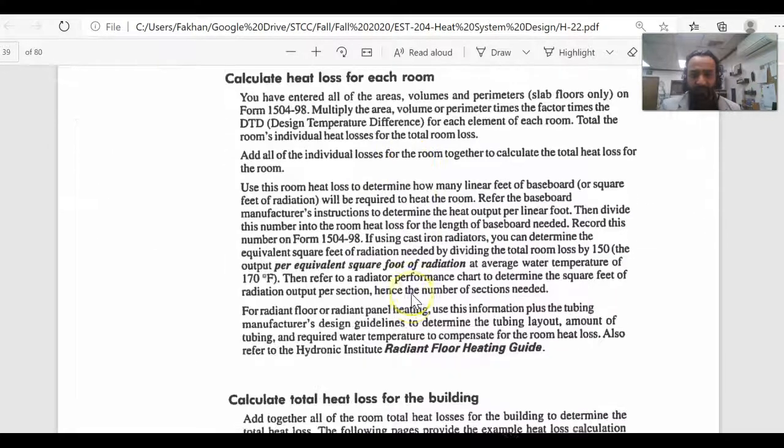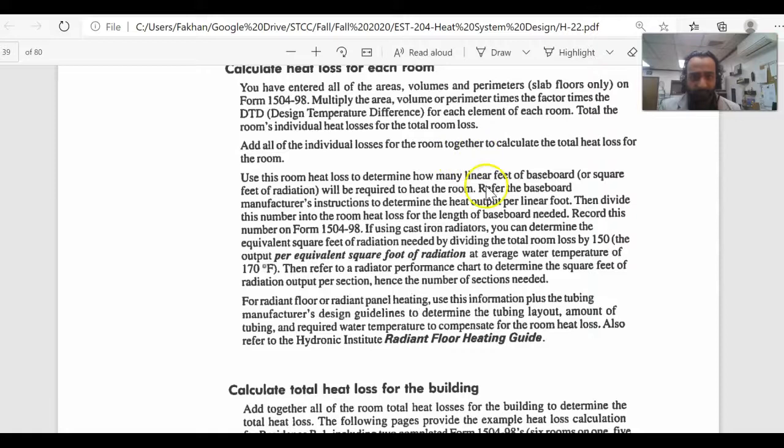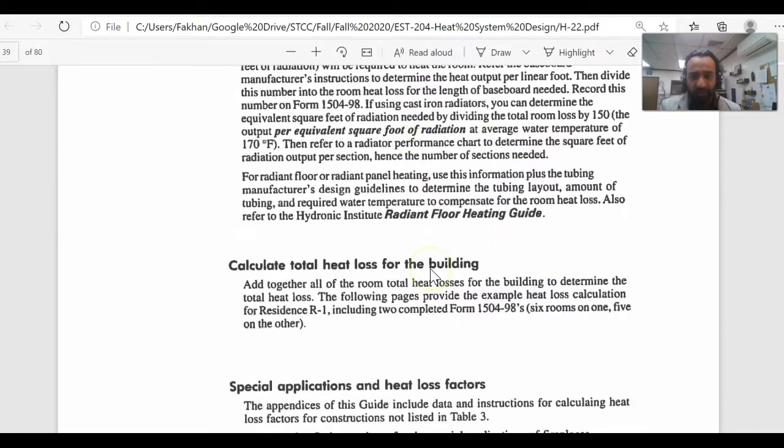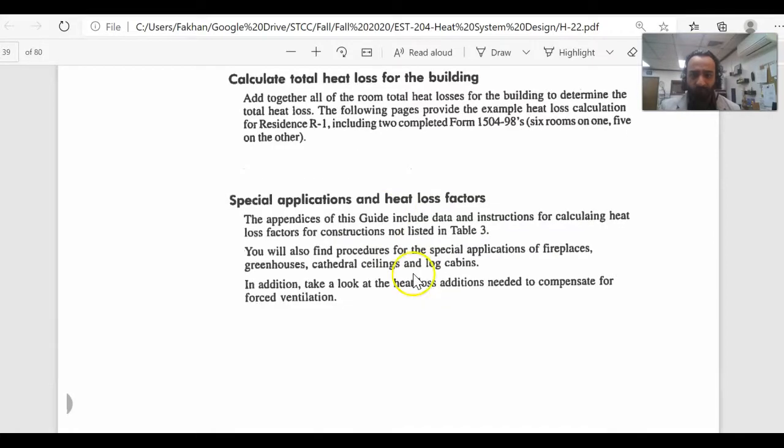Step 5, filling the table. You multiply everything together, then you add it. Adding the total heat loss for the building.